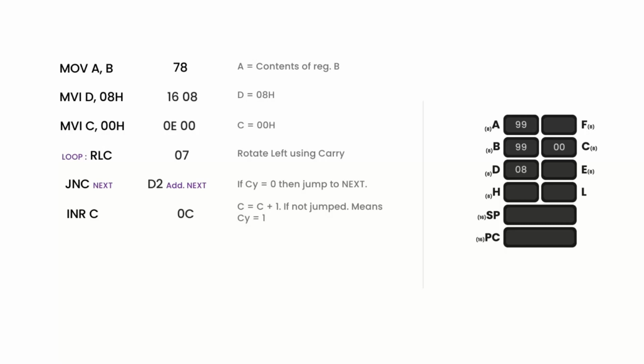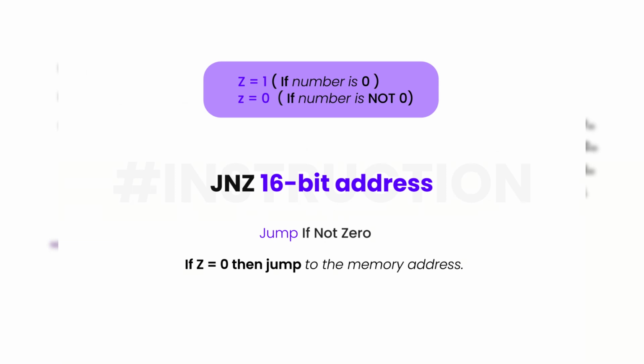Now we have to decrement the number of register D as we have completed one iteration of the loop. The address of this instruction is to be provided to the jump instruction used above. This means, if the carry is 0, the increment instruction will be skipped, and if carry is 1, the increment instruction will be executed. Now the number in register D is 7, which means we have to do this task 7 times again. So, I will use an instruction JNZ, jump if not 0.